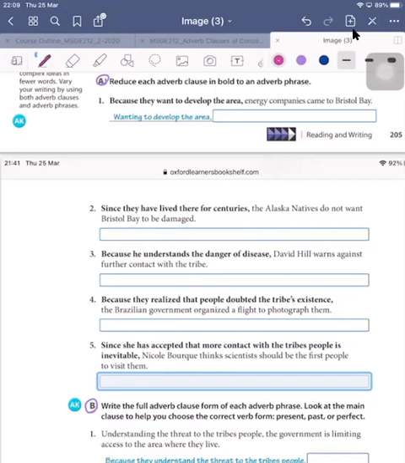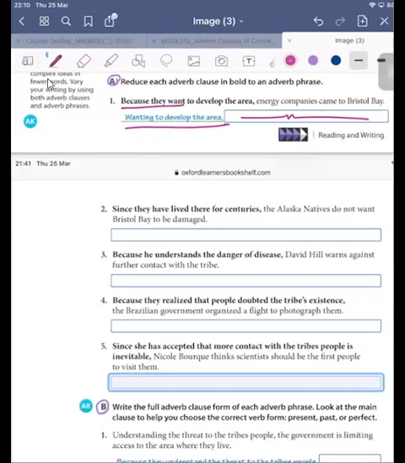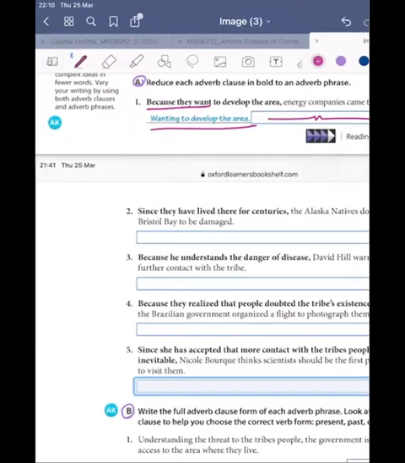All right. Okay. Number one is actually just an example. They're saying, because they want to develop the area, energy companies came to Bristol Bay. Because they want to do something, okay, present simple, right? So you change that to wanting to develop the area, and then the rest stays the same. Okay. Is that clear? I hope that's clear. Right. Let's move on to number 2.